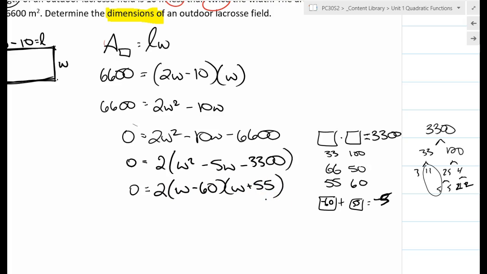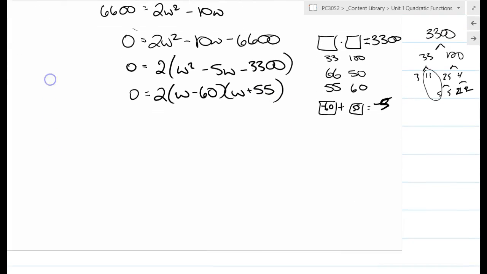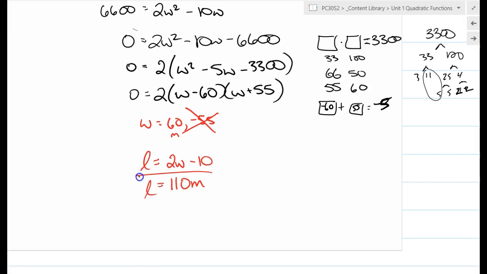Am I done yet? No, because I haven't found my dimensions. So we've got the width could be either 60 or -55. Do we measure negative numbers? No, measurements are never in negative unless you're talking about temperature, but this is distance, so no negatives. So my width is 60 meters. My length is going to be 2 widths minus 10. So 60 times 2 is 120, minus 10 is 110 meters. So there we go. Those are my answers.